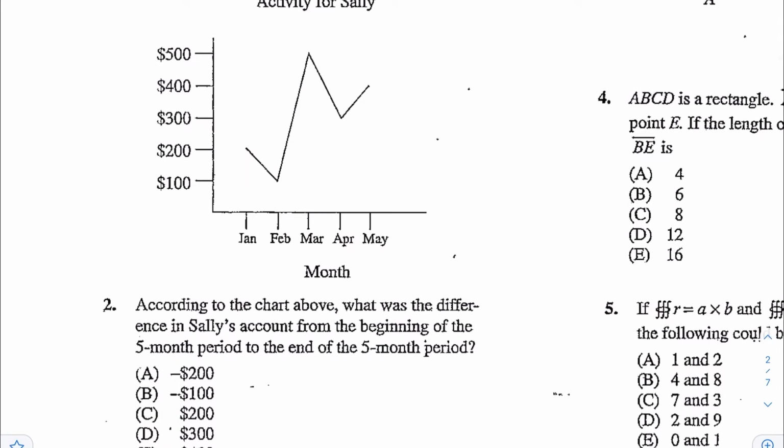All right, next is question number 2. According to the chart above, what was the difference in Sally's account from the beginning of the 5-month period to the end of the 5-month period? So at the beginning, in January, it was at 200. And now you want to skip all the stuff in the middle. You just want to figure out the stuff at the end. And at the end, it was 400. So we're at 200. Now you went up to 400. So it was choice C, an increase of $200.